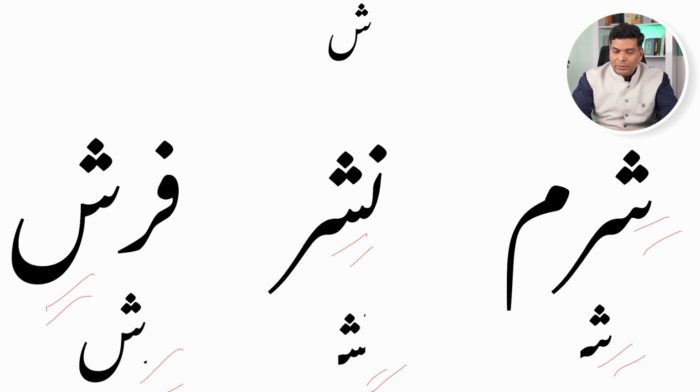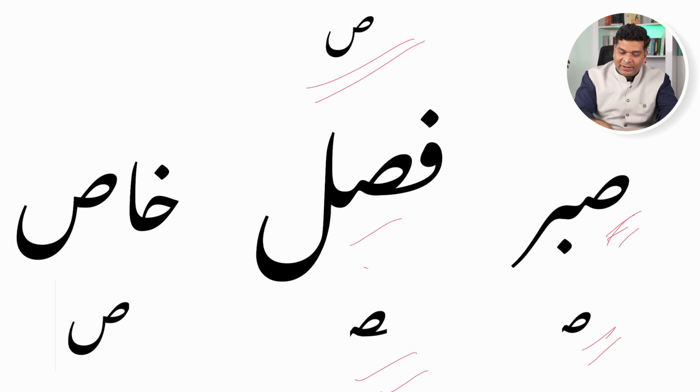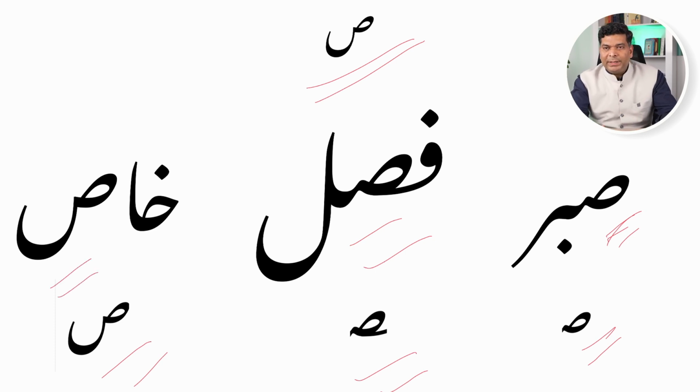All right. So the same logic applies to Saad and Zod. They truncate in the beginning. So sabr, for example, if you see here, you have Saad, which gets truncated. This is the original shape, but it truncates in the beginning. Then the same truncated shape in the middle, which is fasl, and it retains the shape in the end, which is khas, right? So that's how typically you are maintaining Saad and Zod.